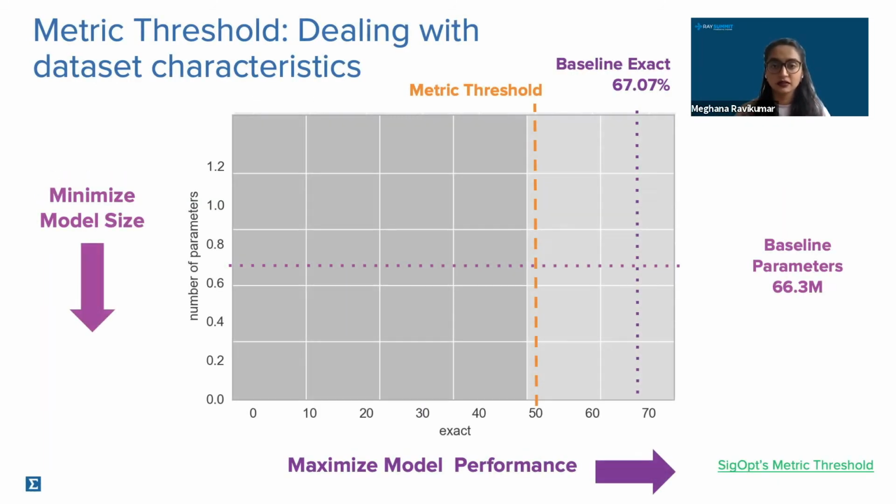As we already know, the Squad 2 dataset is split across answerable and unanswerable questions. This just means that if the model is trained poorly, it's easy for it to classify everything as unanswerable and randomly be correct 50% of the time. We chose to set a metric threshold at 50%. This informs the optimizer to focus its efforts on parameter spaces that result in model accuracy over 50%, and we successfully avoid configurations where the model is randomly guessing.